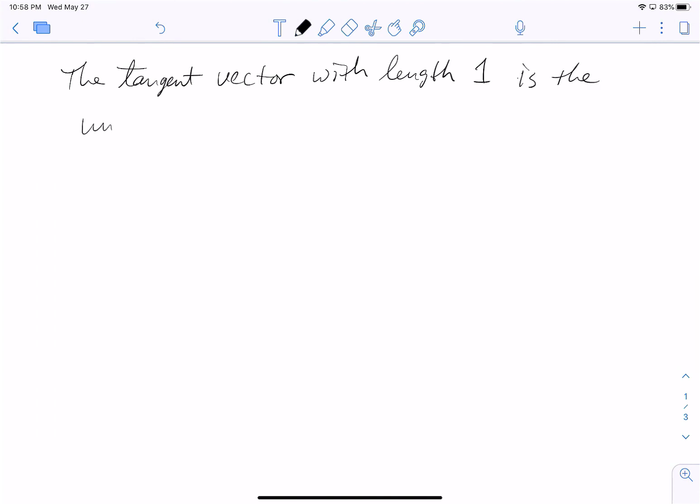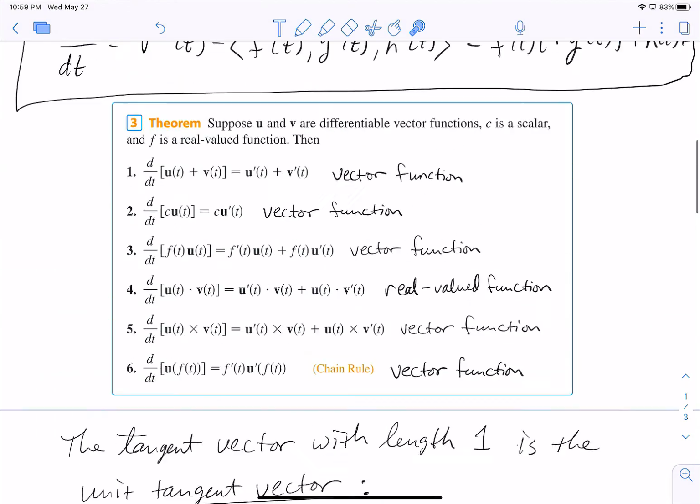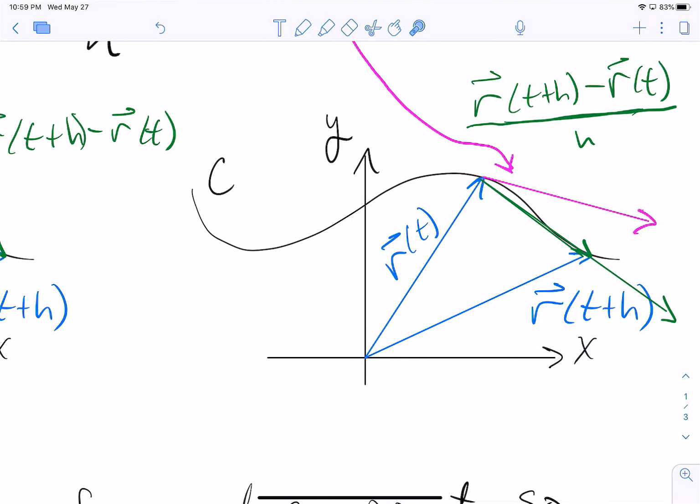One more thing here before I call it quits on this video. The tangent vector with length 1 is the unit tangent vector. And that vector is denoted with an uppercase T of t, and it is r prime of t divided by the magnitude of r prime of t. Remember, when you divide a vector by its magnitude, you get a vector whose length is 1. So the idea here is we had this pink vector, which was the tangent vector, and T is a vector that is parallel to that vector, but has a length of 1. So I'll call that T of t there.